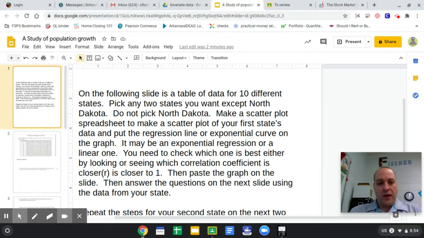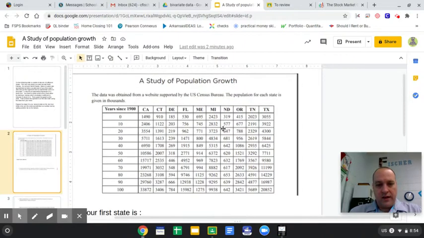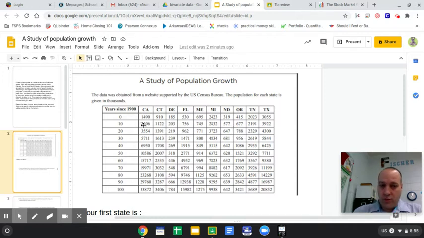All right, so on the following slide is a table for 10 different states. So if you look right here, here is 10 different states. Now don't pick North Dakota because it's going to give you data that I don't want you to have to worry about messing with. So don't pick North Dakota. Also, don't pick California because I'm going to do California with you, just for an example. So no North Dakota, no California, any of the other two states, it doesn't matter.